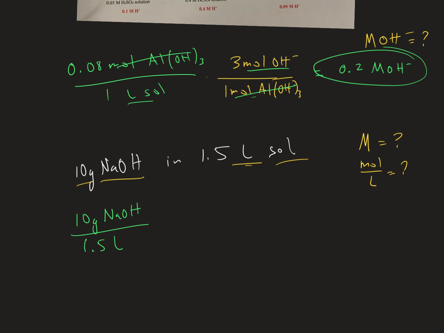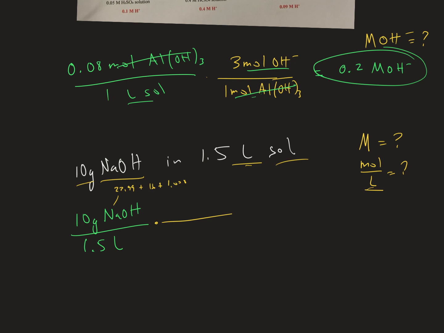So the amount of solute is 10 grams of NaOH. The amount of solution is 1.5 liters. Following? Okay, now we're set up, now we just convert. Liters, we want to stay liters, so we're good. So we just convert grams into moles. We find the molar mass of sodium hydroxide, which is 22.99 plus 16 plus 1.008.